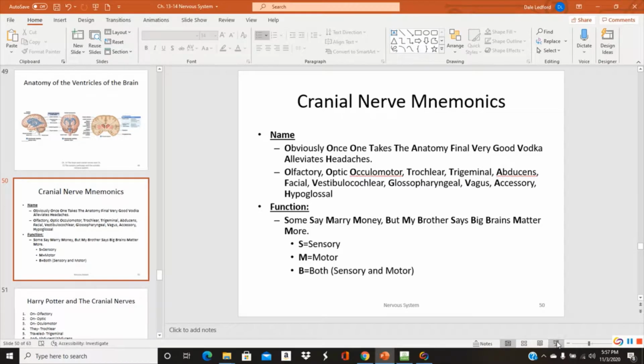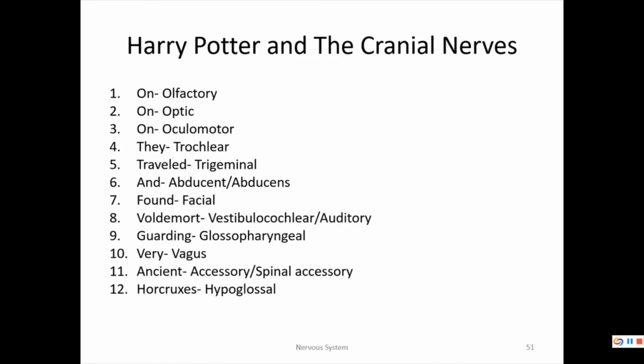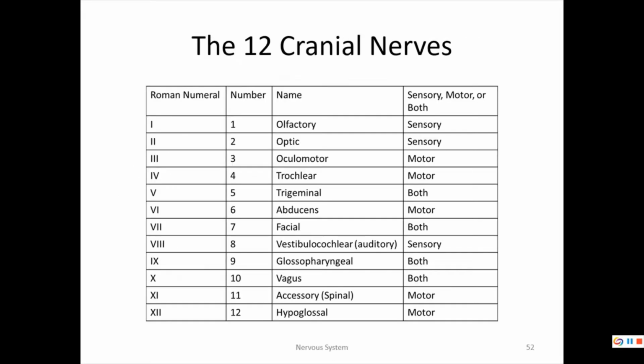So one of the things I am going to do is ask you guys the name, number, and function for each of the 12 cranial nerves. And I've given you some really good mnemonics. On they traveled and found Voldemort guarding very ancient Horcruxes. And I gave a table where I also gave the Roman numerals, because some people use Roman numerals. I'm just using Arabic numerals.